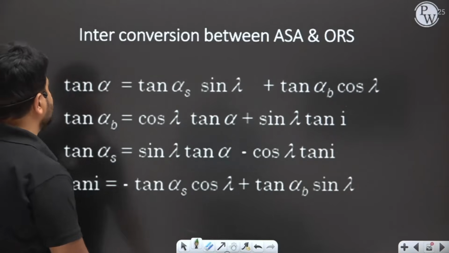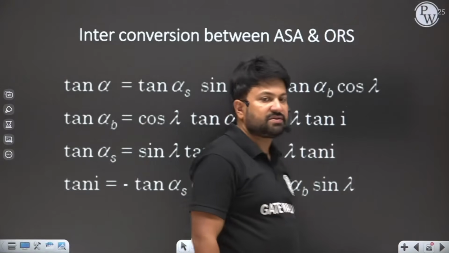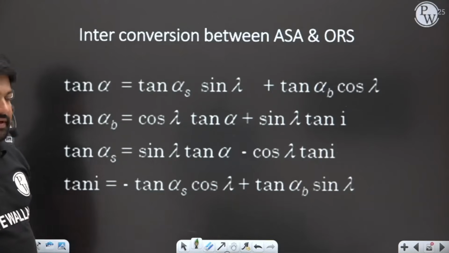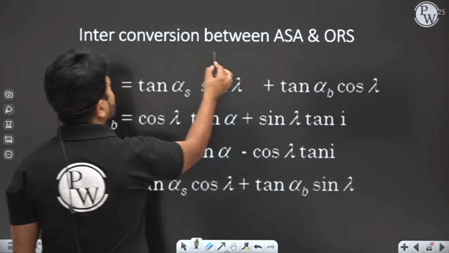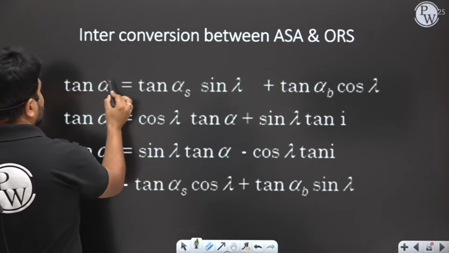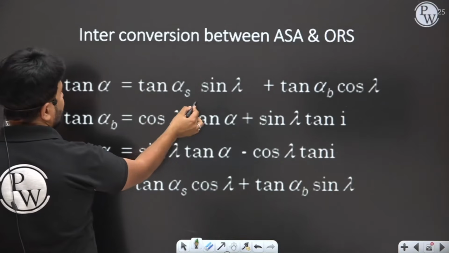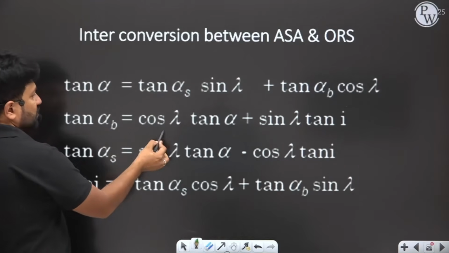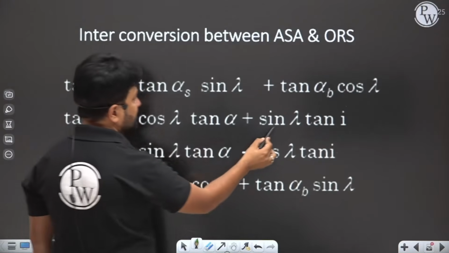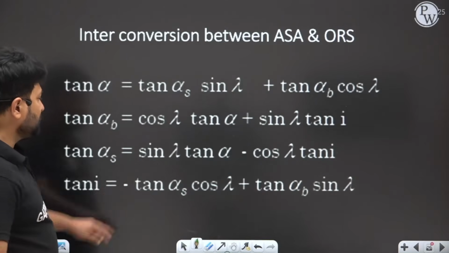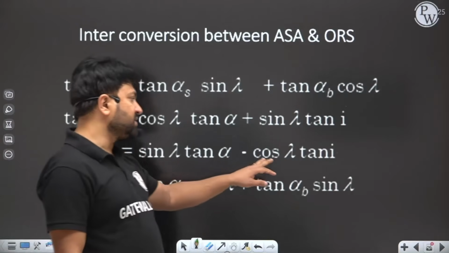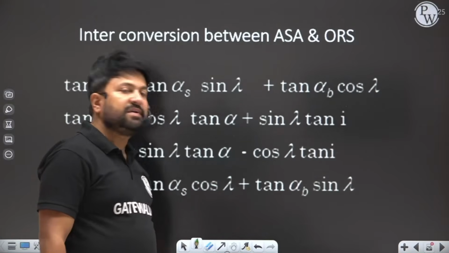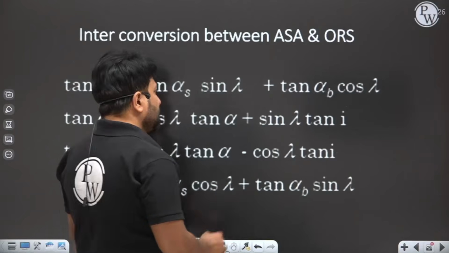Now, sometimes questions will be based on interconversion. Interconversion between ASA and ORS: tan alpha equals tan alpha S into sin lambda plus tan alpha B into cos lambda. Tan alpha B equals cos lambda into tan alpha plus sin lambda into tan I. Tan alpha S equals sin lambda into tan alpha minus cos lambda tan I. Tan I equals minus tan alpha S cos lambda plus tan alpha B sin lambda. Now, you have to remember this.